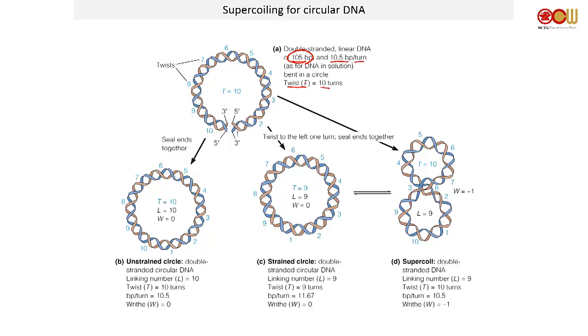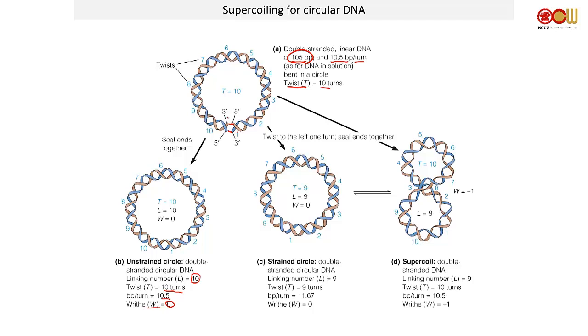If you take this and immediately seal this particular bond, then you have an unstrained circle, just like your rubber band circle. The double-stranded circular DNA, unstrained, has a linking number of 10. The twist is 10 turns, 10.5 bases per turn. You have writhe, W, which is 0. It indicates that you don't have a supercoil.